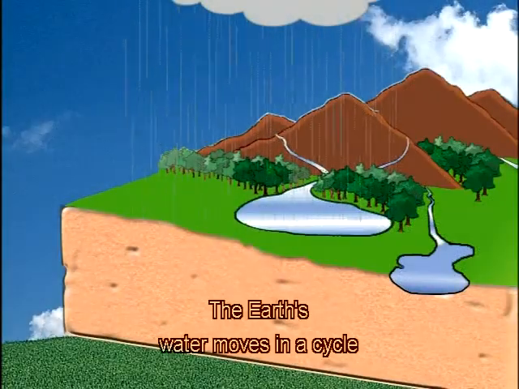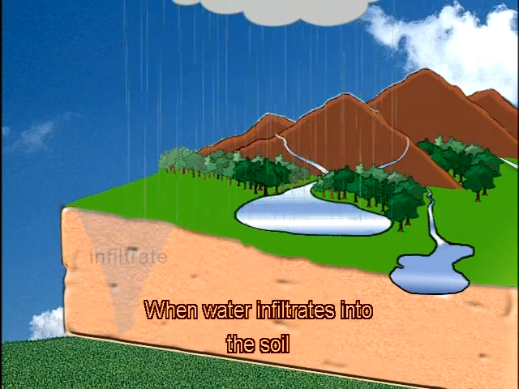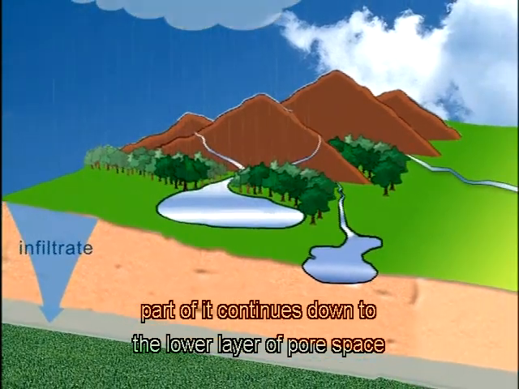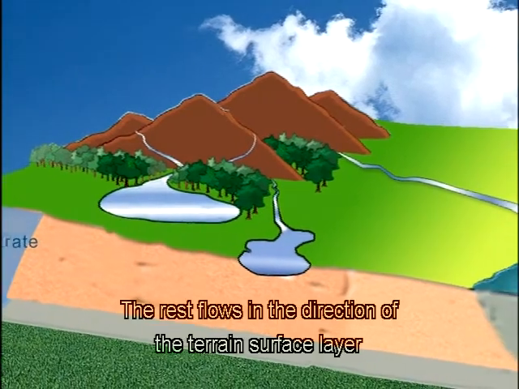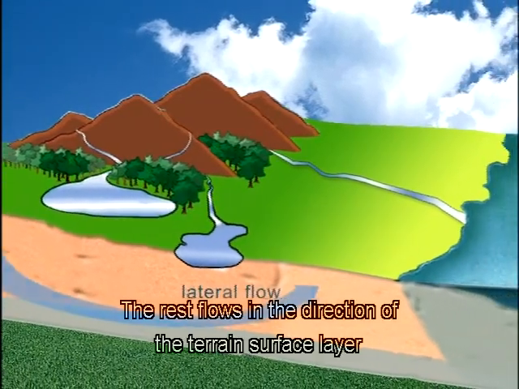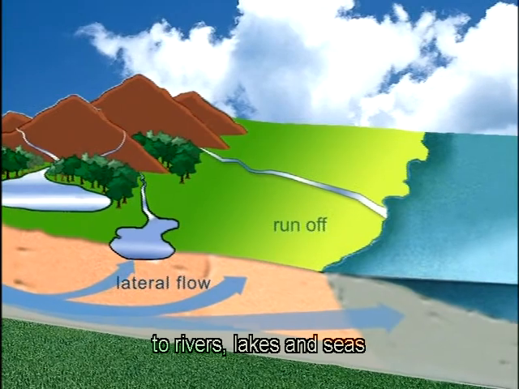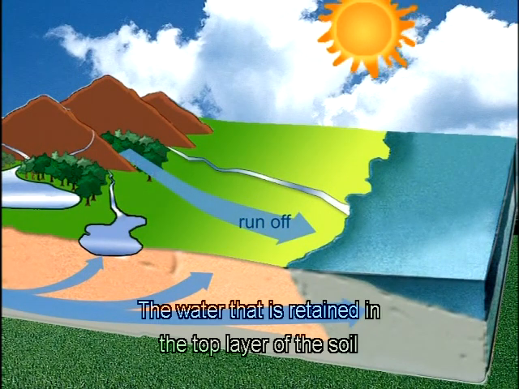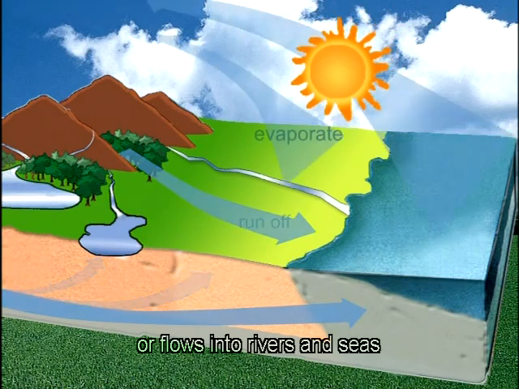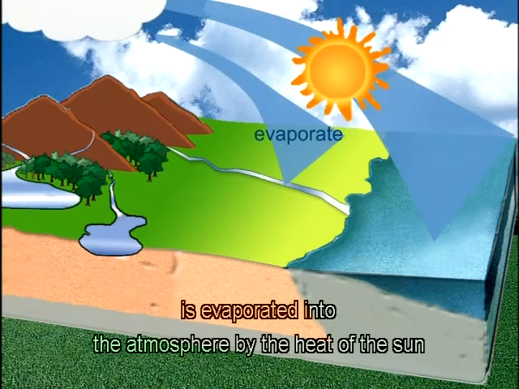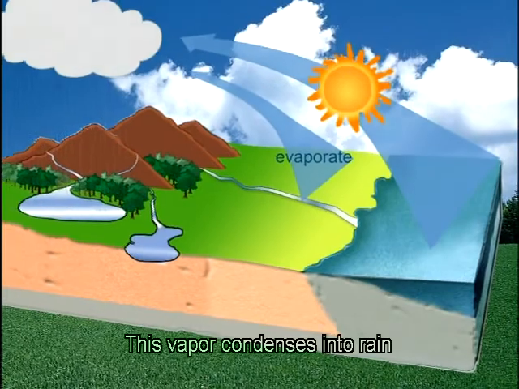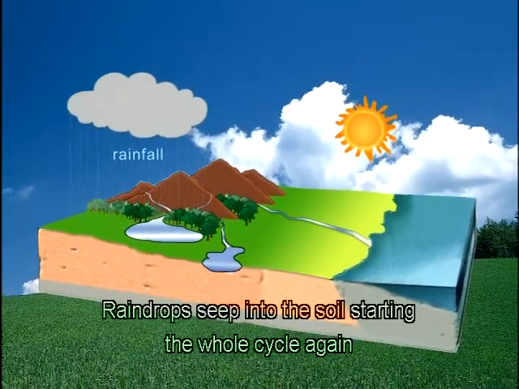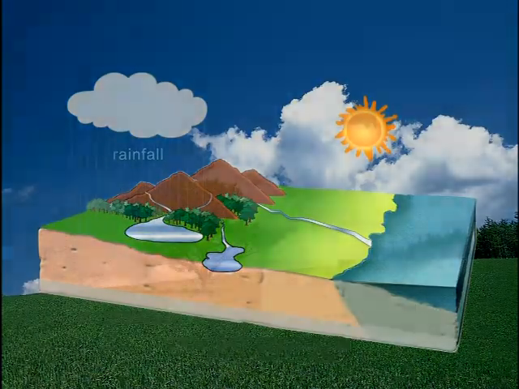The Earth's water moves in a cycle. When water infiltrates into the soil, part of it continues down to the lower layer of pore space to become groundwater. The rest flows in the direction of the terrain surface layer to rivers, lakes, and seas. The water that is retained in the top layer of the soil or flows into rivers and seas is evaporated into the atmosphere by the heat of the sun. This vapor condenses into rain. Raindrops seep into the soil, starting the whole cycle again.